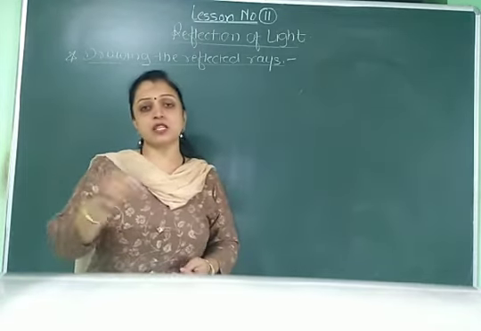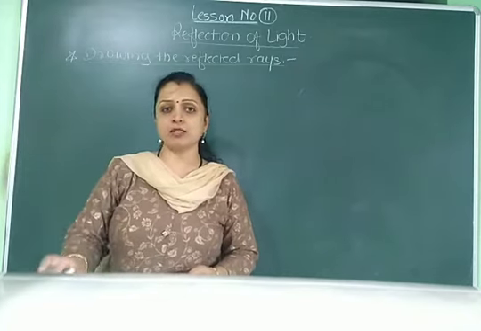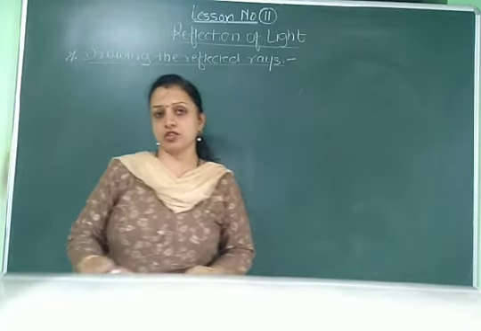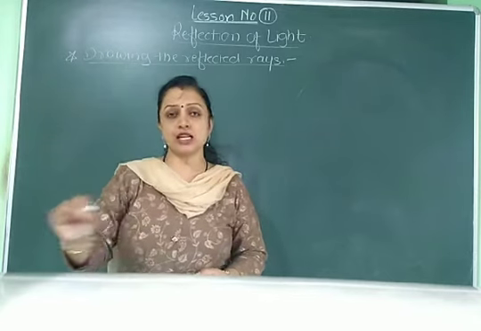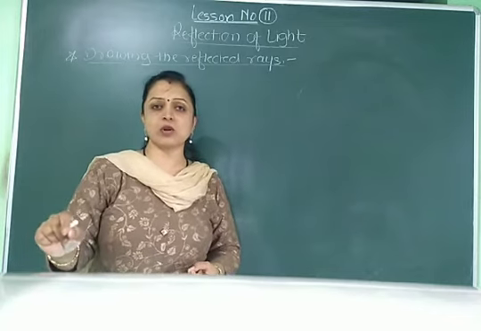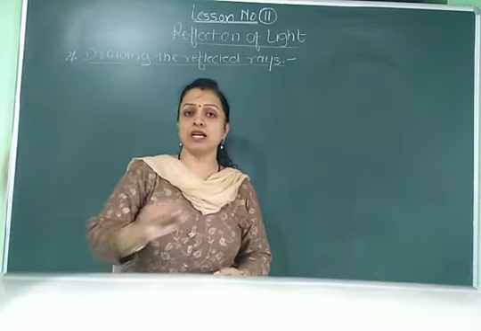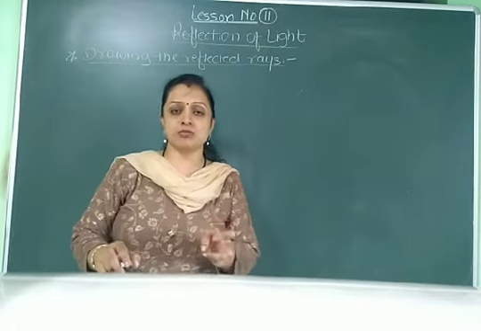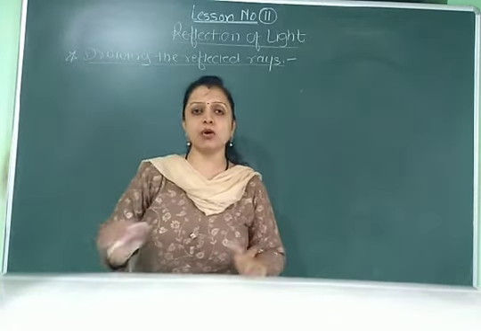The radius of the sphere of which the mirror is a part is called the radius of curvature. Then the next term is the principal axis. The principal axis is a straight line passing through the pole and the center of curvature of that spherical mirror. And the next two terms that are very important are the focus and the focal length. Principal focus we can say, and the focal length. These two terms are different for concave and convex mirrors.